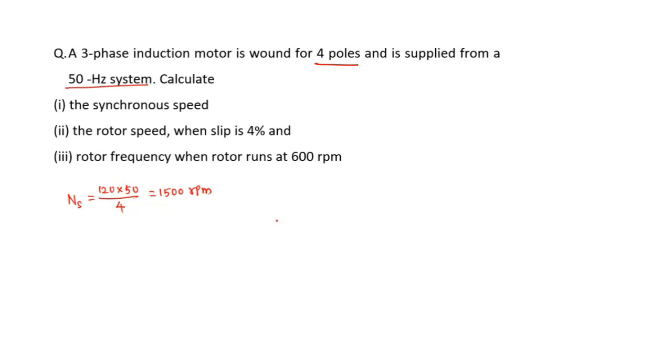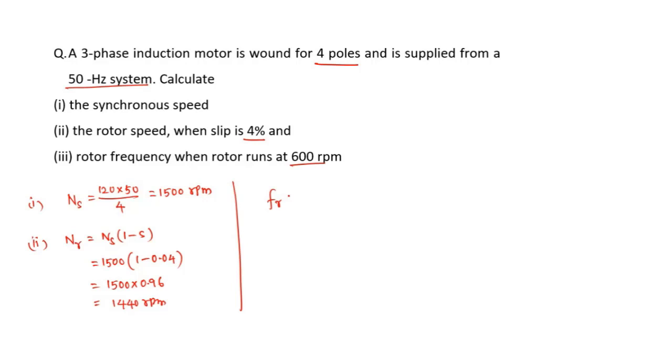The rotating magnetic field rotates at 1500. Now he's asking the rotor speed. nr is equal to ns of 1 minus s, the rotor speed at 4% slip. So 1500 of 1 minus 0.04, you'll get 1500 into 0.96, which is 1440 RPM.